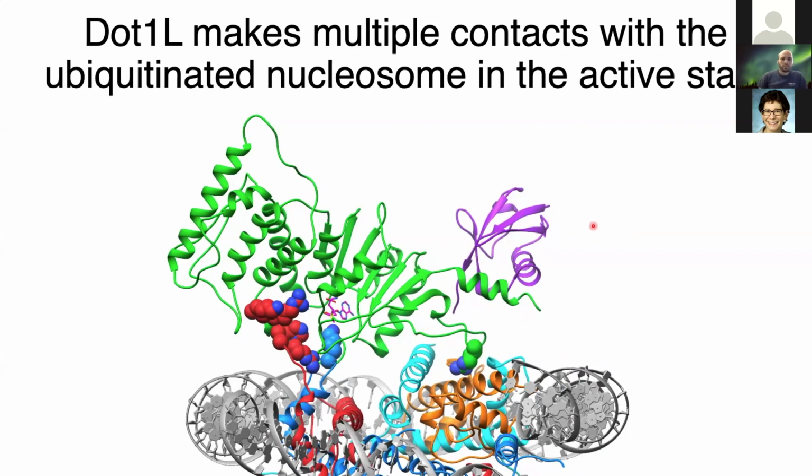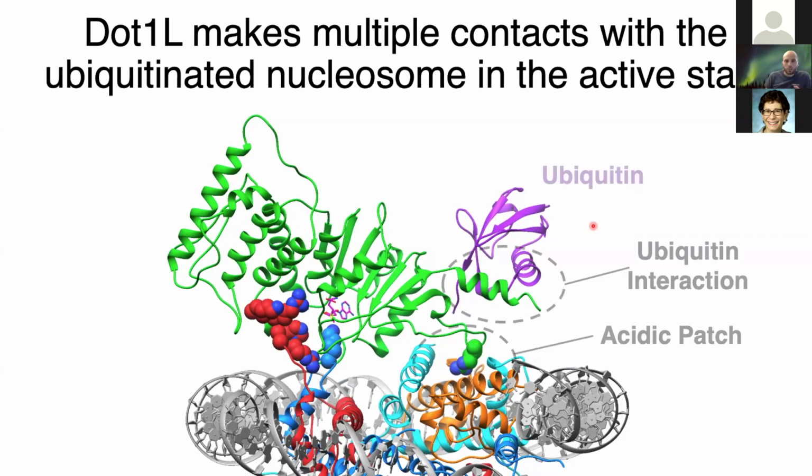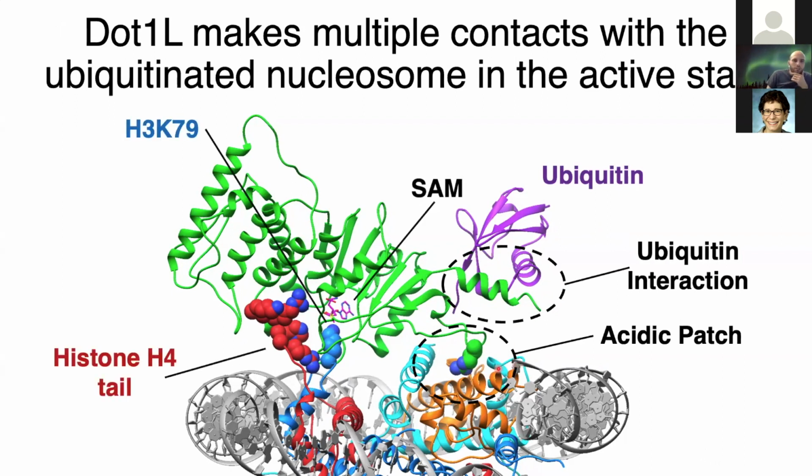Now in the active state, I saw basically all the same interactions between Dot1L and ubiquitin that I observed in the poised state. And we also saw the same interactions between Dot1L and the acidic patch shown here. But in the active state, there are also several more interactions that occur between Dot1L and the nucleosome. For instance, Dot1L forms direct interactions with the histone H4 tail and also with the H3K79 substrate lysine.